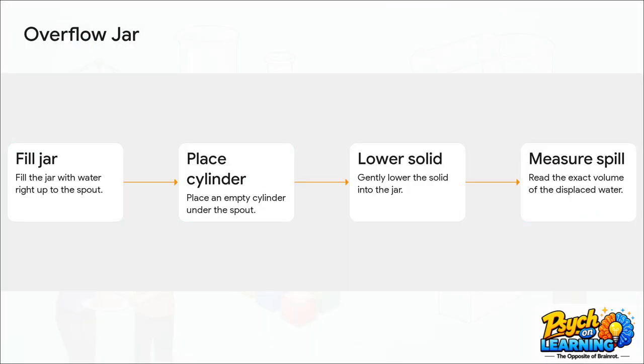Amazing, right? Let's look at our second method, which honestly is just as clever, the overflow jar method. An overflow jar is simply a vessel with a little spout on the side. You fill the jar with water right up to the very edge of that spout. Next, you place an entirely empty measuring cylinder directly underneath to catch any drips. Then, just like we did before, gently lower your solid into the jar. Because the jar was already completely full to the brim, the new space the solid takes up will force water directly out of the spout and spill it into your measuring cylinder. All you have to do is read the volume of the water that spilled over. That spilled water is precisely equal to the volume of your solid object.